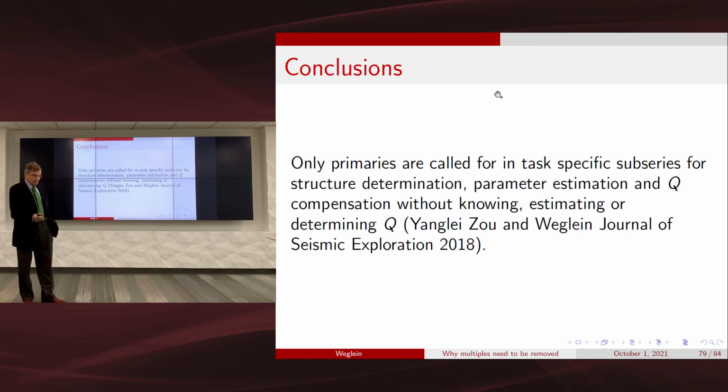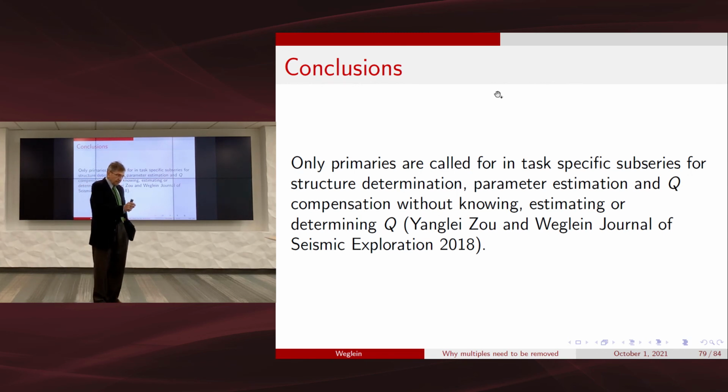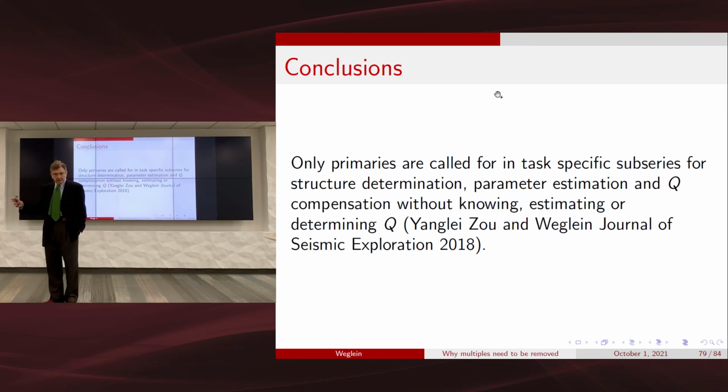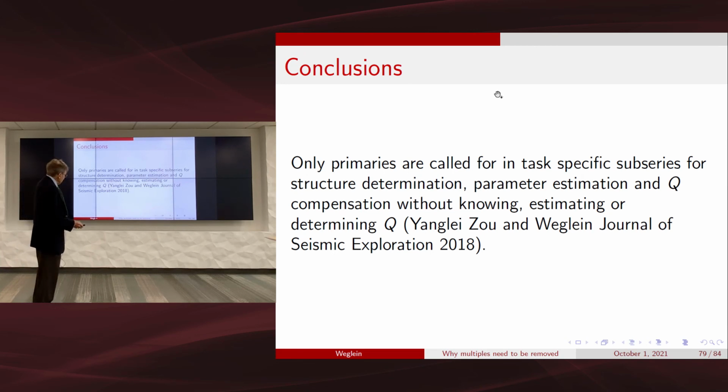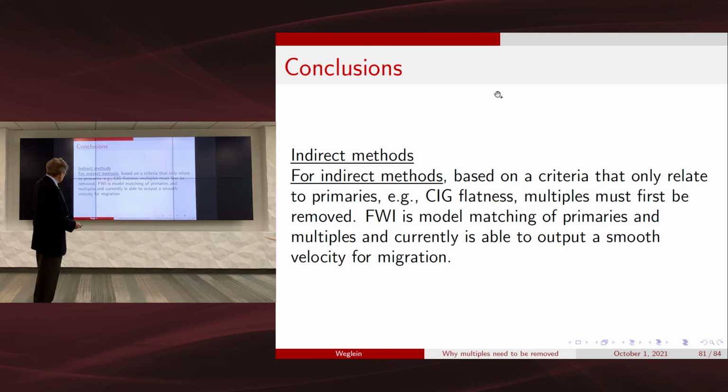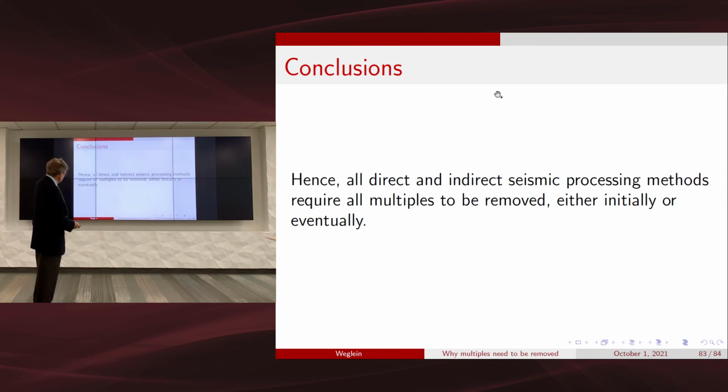So that's why all imaging right now, unless you move to an accurate discontinuous velocity and use a C3 imaging, if you use RTM with discontinuous, you're not going to deal with primaries through the one reflector, okay? But if you use an appropriate migration that can accommodate a discontinuous medium that derives from C3 and an accurate discontinuous velocity, then multiples will never corrupt the image, never, okay? But we don't have that discontinuous, so multiples have to be removed. Hence, all direct and indirect seismic processing methods require all multiples to be removed either initially or eventually.